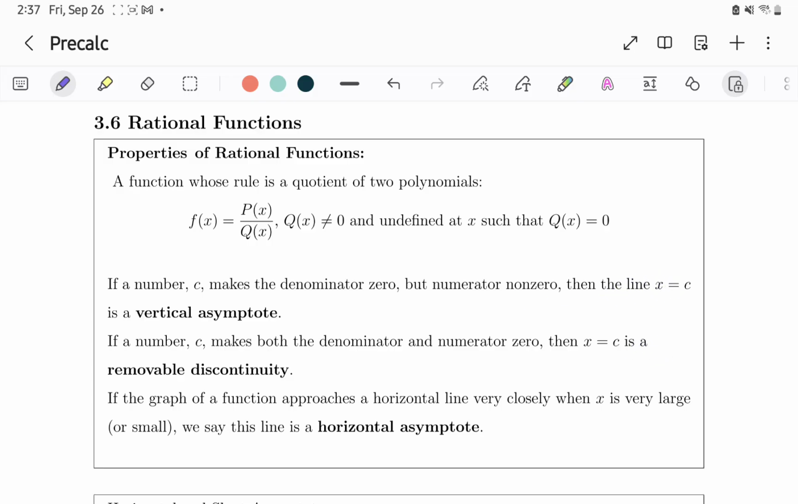Key point being that with vertical asymptotes, we write x equals c because that's an equation for a vertical line. And with removable discontinuities, that's like a point that has been essentially deleted from the graph. Again, we aren't allowed to include any x values in our domain that cause the denominator to be equal to zero, regardless of whether the numerator is equal to zero at the same time for that value of x. And if the graph of a function approaches a horizontal line very closely when x is very large or very small, we say this line is a horizontal asymptote.